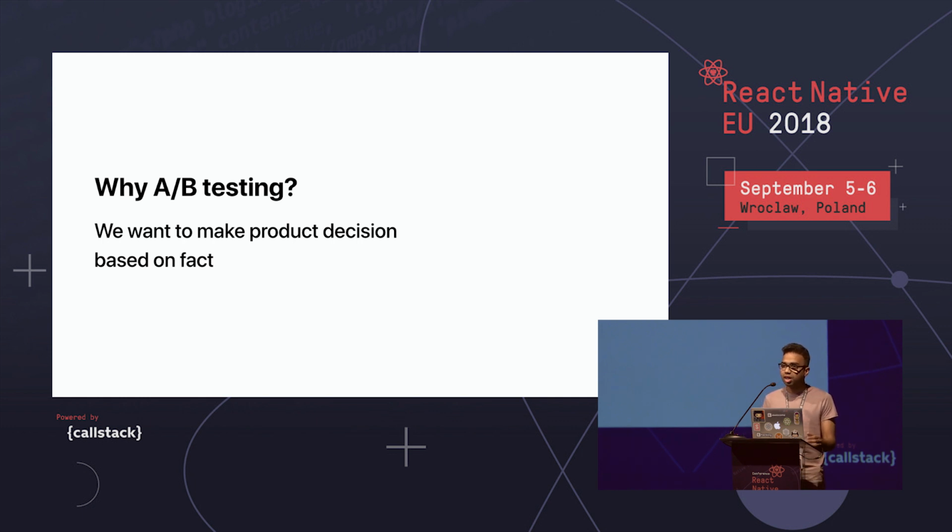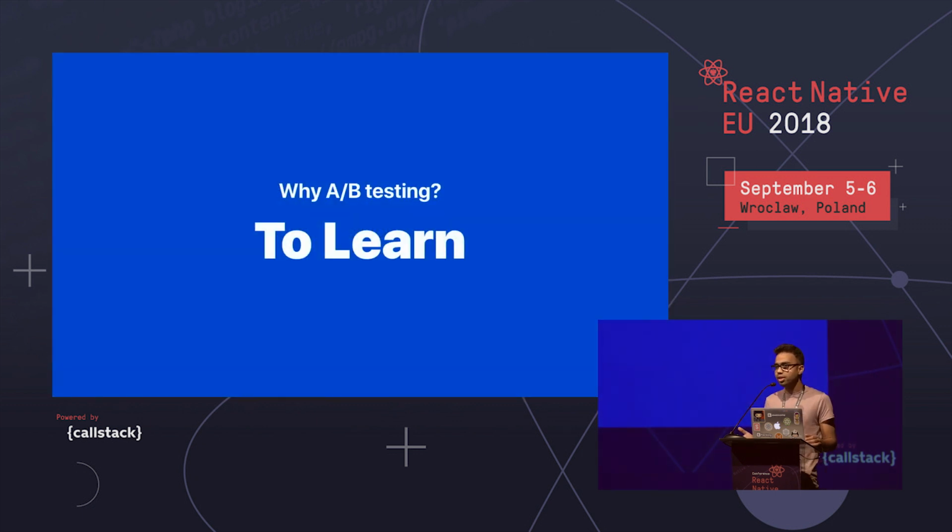So there is no gut feeling. There is no feeling that, okay, this may do better. There's only data where you say that, okay, this will do better. So you make product decisions on certain older experiments, on certain facts, and based on that, you run A/B testing. And very important, A/B testing is done to learn.